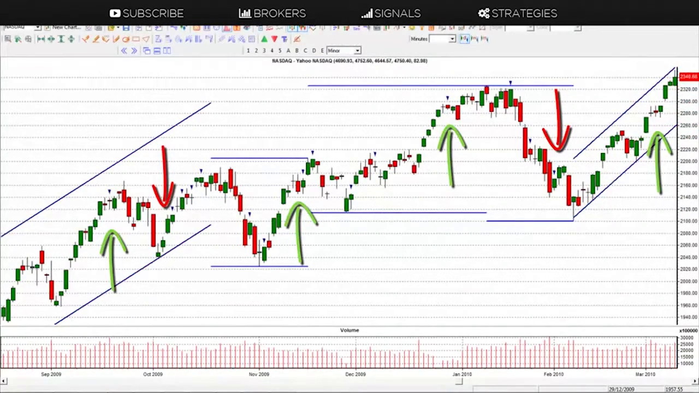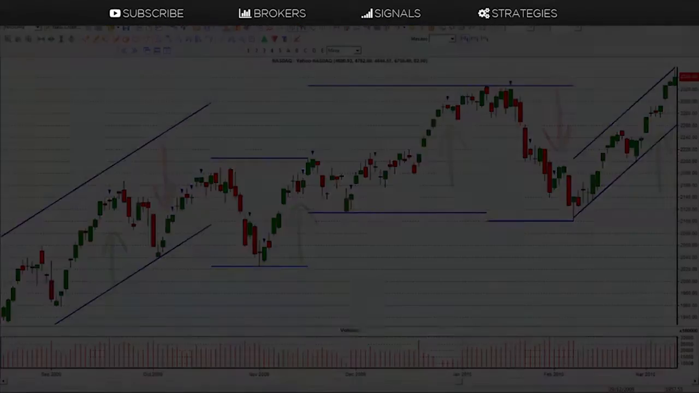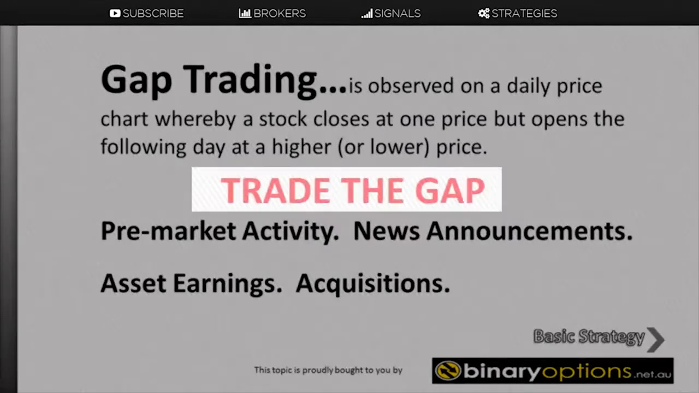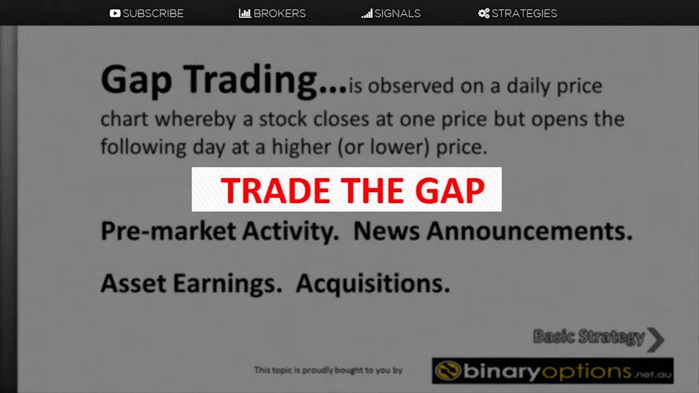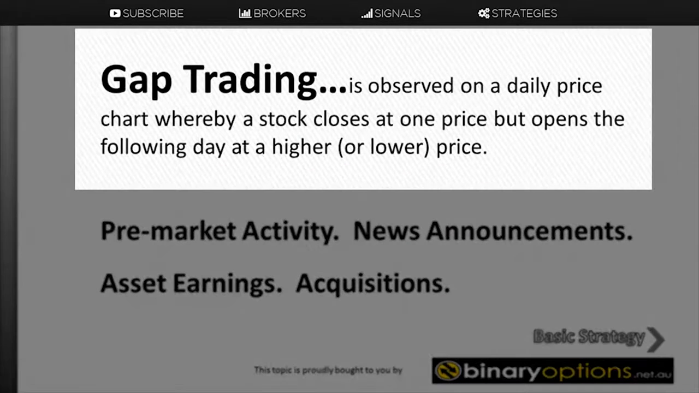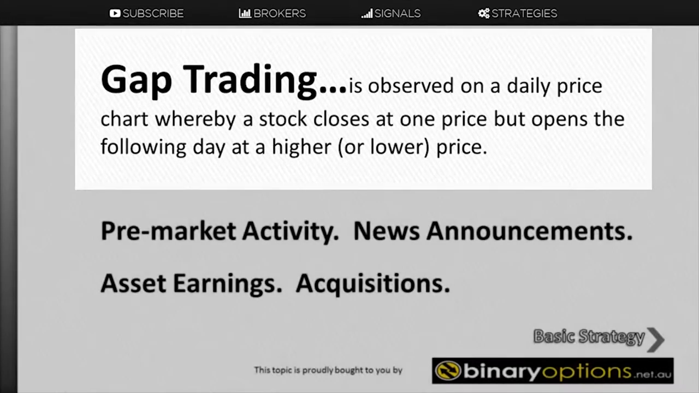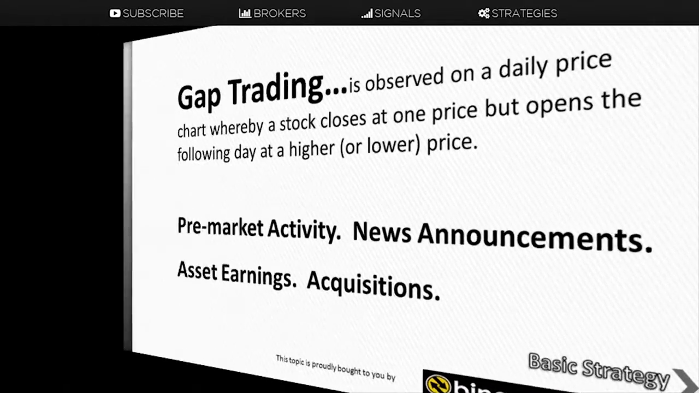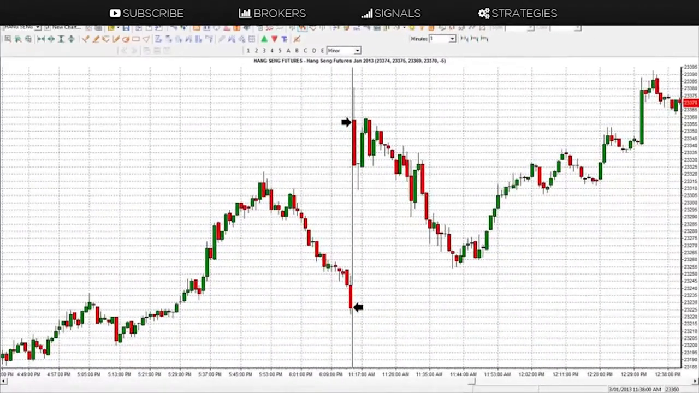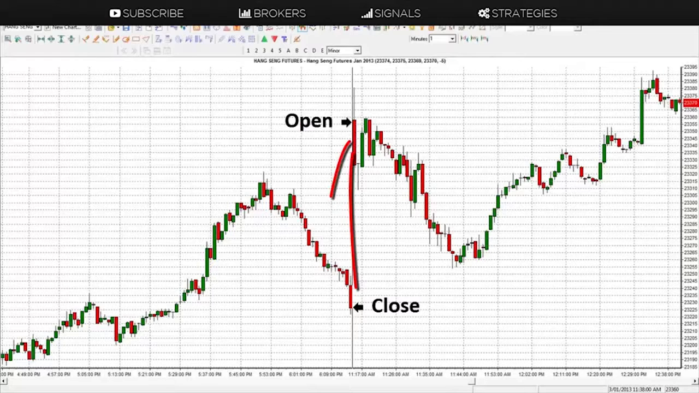So what basic strategy can we use which has a high probability setup? We trade the gap. Gap trading is a simple and effective price pattern strategy for trading both call and put binary options. The gap is a price pattern, not a technical indicator, which is observed on a daily price chart whereby a stock's price closes at one price but opens the following day at a higher or lower price. A price gap is the result of after-hours and pre-market trading which occurs when the market is closed.